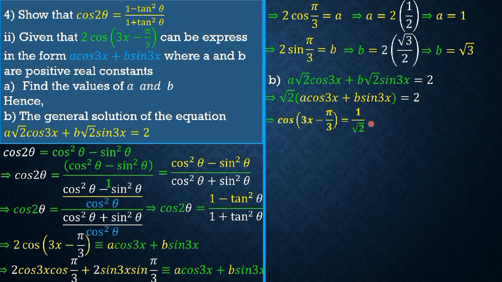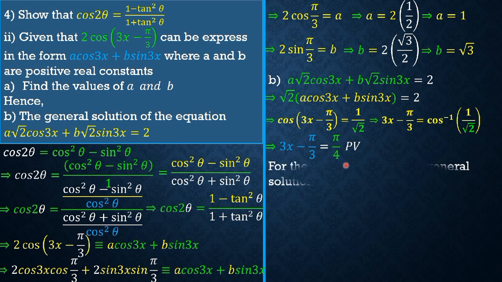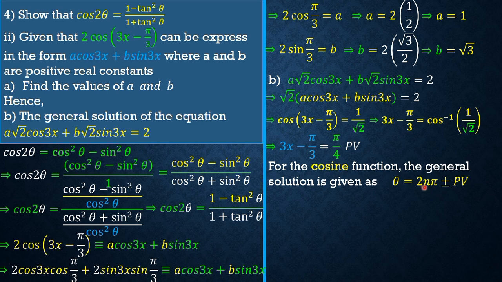If we take the cos inverse on both sides, we have 3x minus pi over 3 equal to cos inverse of 1 over root 2. What is cos inverse of 1 over root 2, guys? It is simply pi over 4, right? Or 45 degrees. That is pi over 4. So we are going to have 3x minus pi over 3 equal to pi over 4. Friends, this is a principal value. And for the cosine function, we know that the general solution, guys, is simply given as theta being equal to 2n pi plus or minus the PV. That's the principal value. Our theta in this case is 3x minus pi over 3. PV is pi over 4.